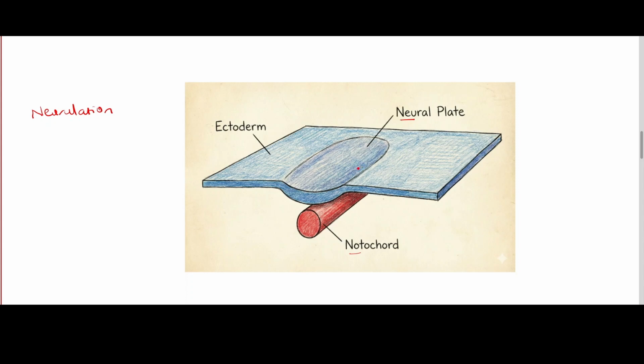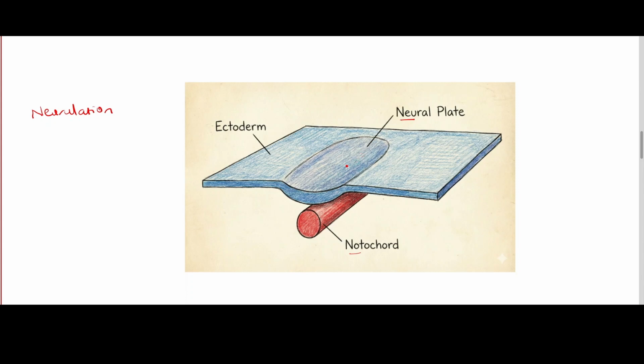So what happens is that around day 20 of development, changes begin in the shape of the neural plate. The central portion of the neural plate now sinks inward, forming the neural groove. So as you can see in this structure, there is a shallow depression in the neural plate.